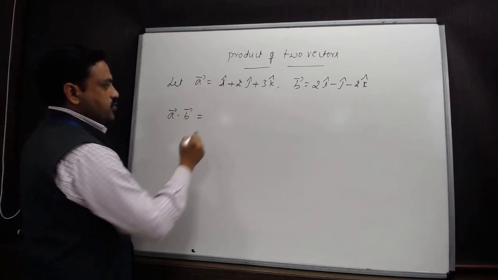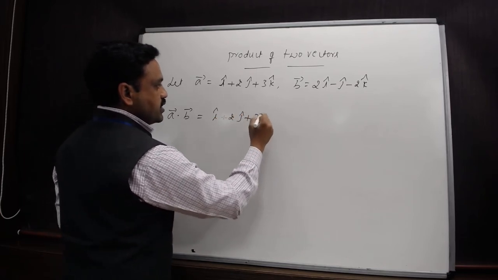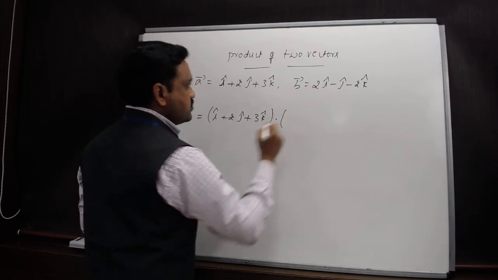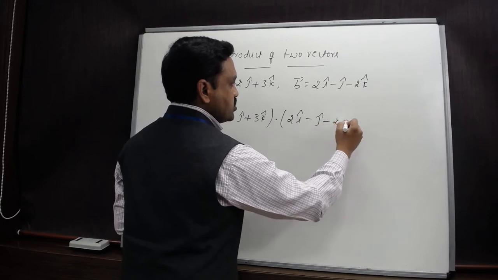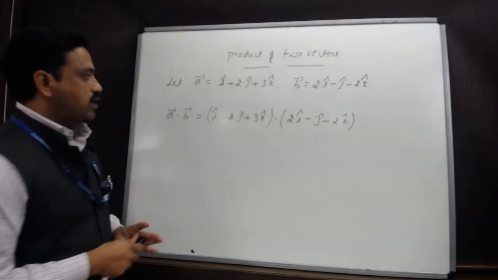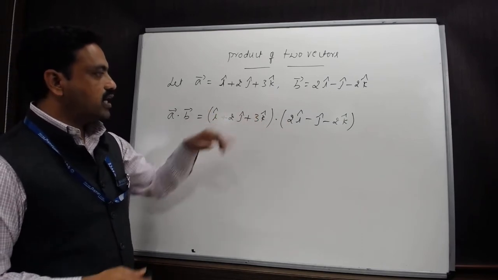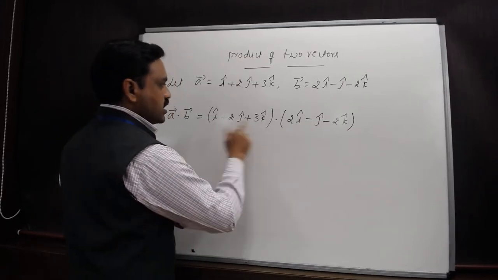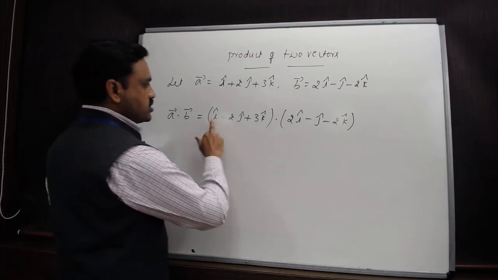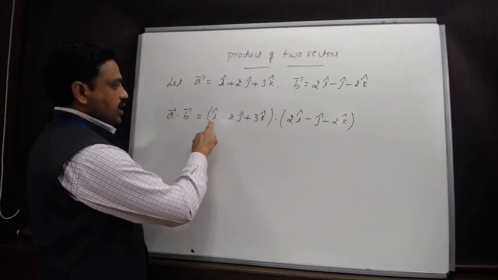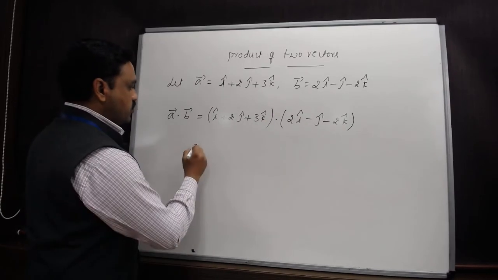A dot B, just substitute: i cap plus 2j cap plus 3k cap dot vector B, 2i cap minus j cap minus 2k cap. As I explained, dot product of like vectors gives 1, whereas dot product of unlike vectors, that is i dot j as well as i dot k, becomes 0. Means with the usual multiplication, no need to multiply the first term with all three. Just multiply i with i, j with j, and k with k. So according to that, what happens to the formula?